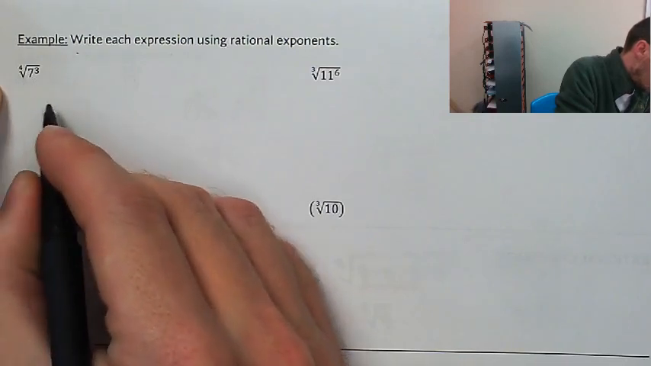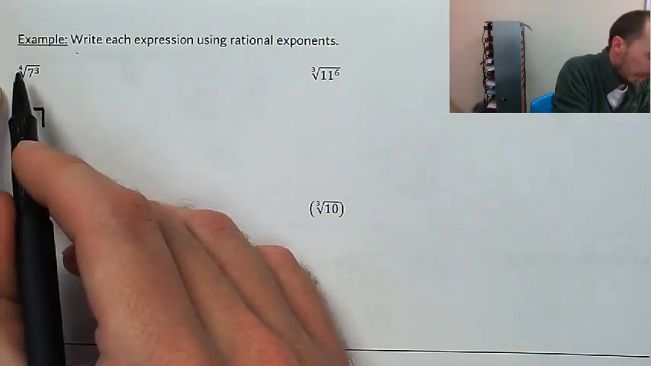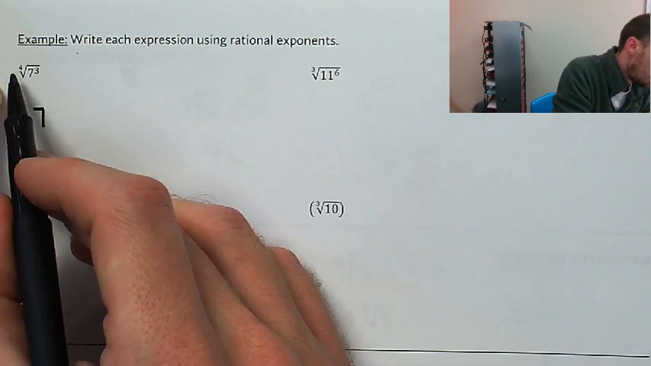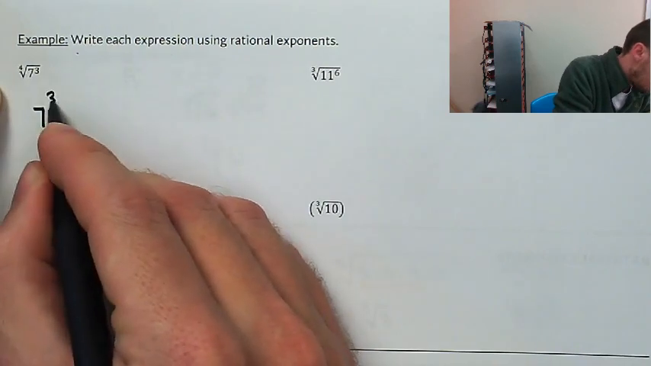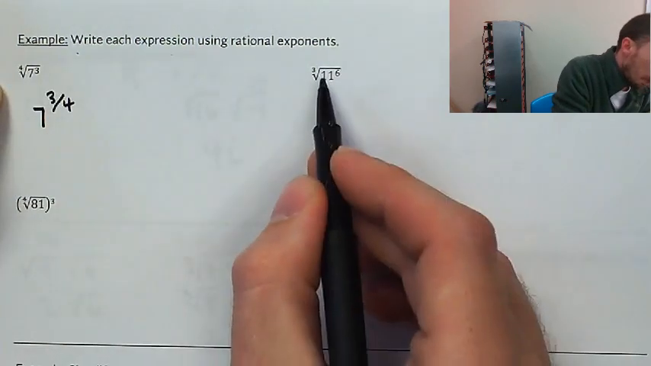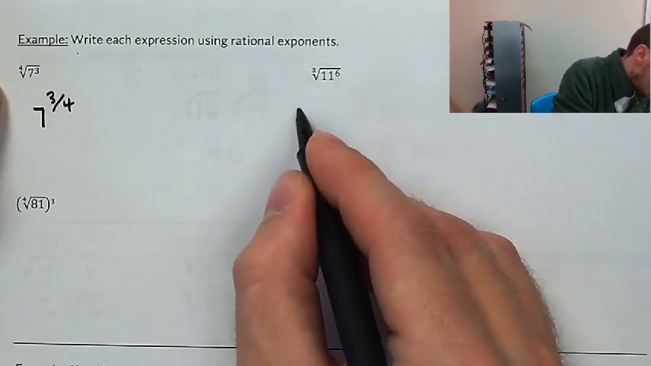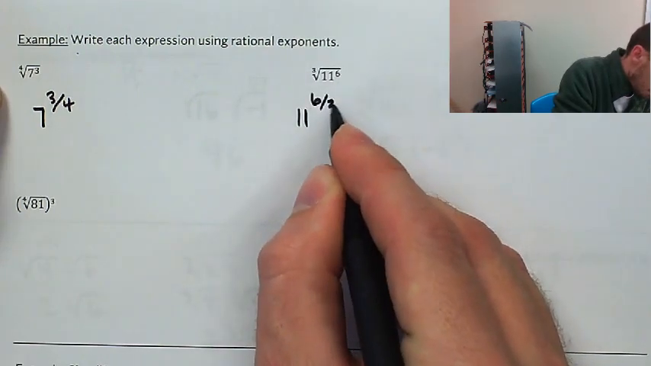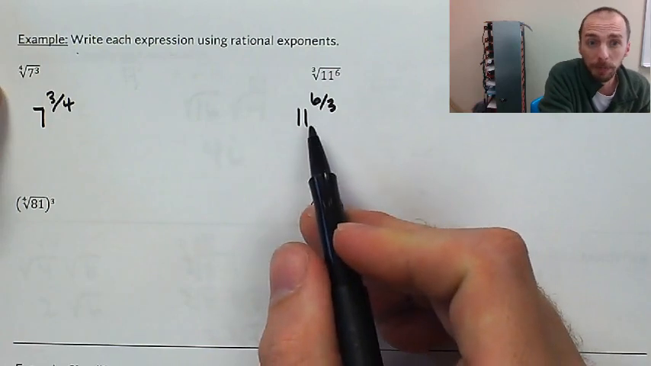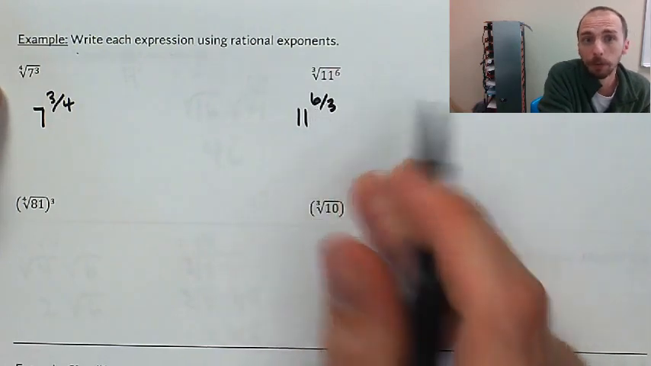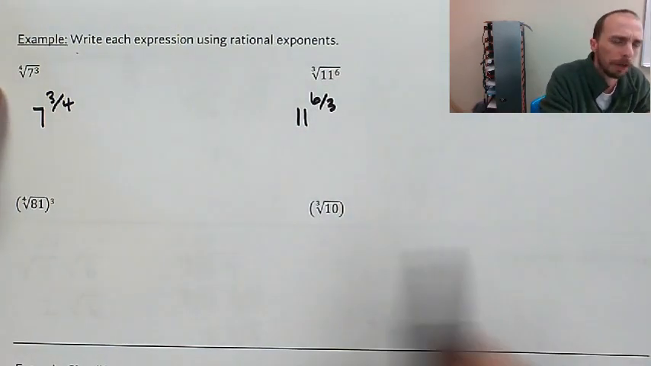What we're going to do, the base of the exponent is still the base of the exponent. Just remember the index of the radical is the denominator of the fraction, so we're going to divide by 4. 3 divided by 4. 11 to the 6 over 3. Okay, I'm just going to stop there. I mean, I know that's 11 to the 2, and I also know that's 121, but stop there.